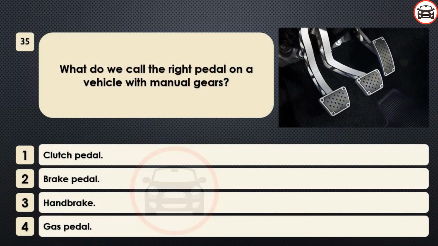What do we call the right pedal on a vehicle with manual gears? 1. Clutch pedal. 2. Brake pedal. 3. Handbrake. 4. Gas pedal.